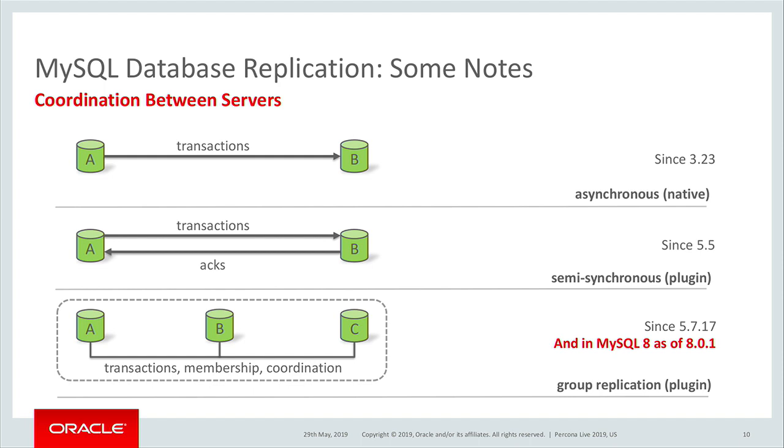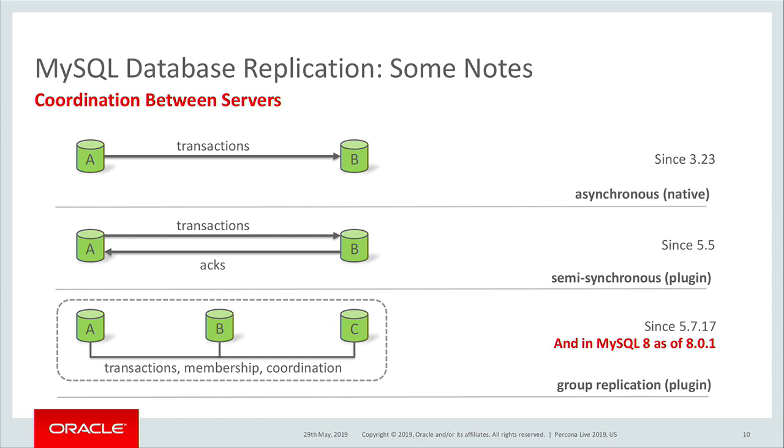Since 5.5, we introduced semi-synchronous replication, which adds a little bit of guarantees to this interaction between the master and the slave. If the master tries to commit something, it will wait for the slave to acknowledge that it has received it, and only then finalizes the commit and externalizes the changes to the application. And since 5.7, we introduced the group replication plugin to introduce these features that I mentioned earlier, like automatic group membership, failure detection, and so on and so forth, to make it a built-in clustering solution in MySQL.